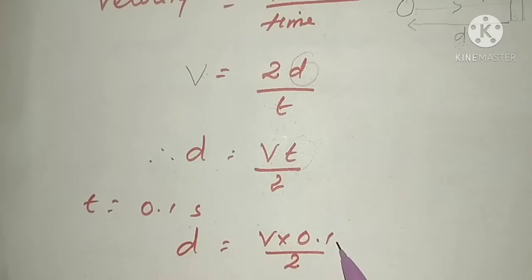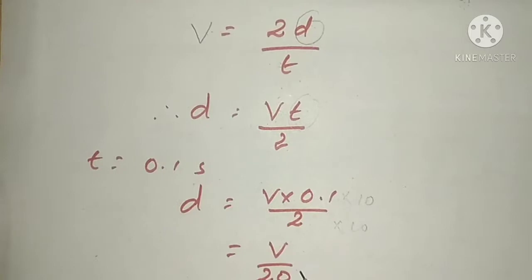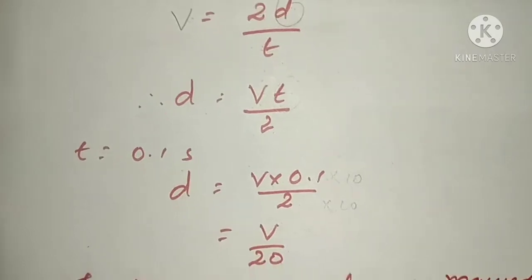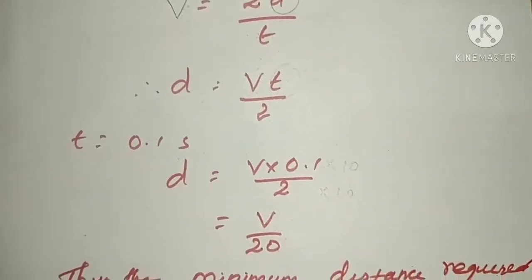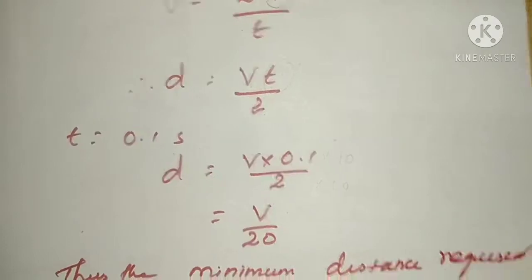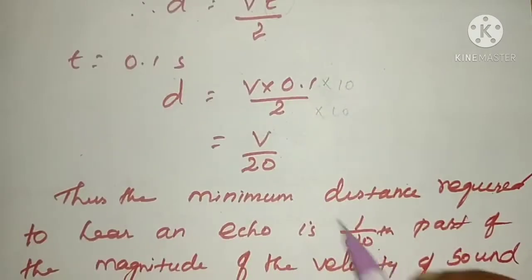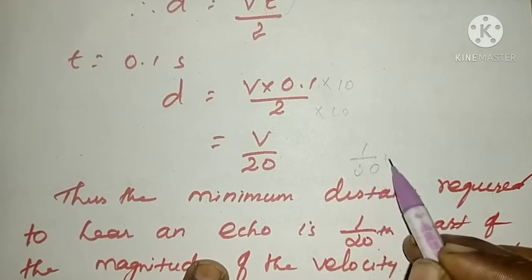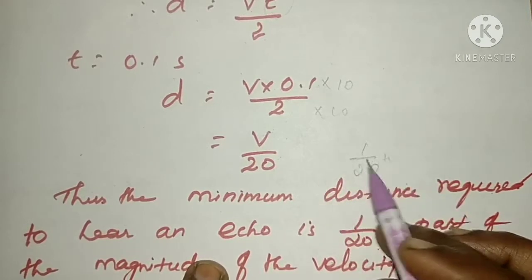Here this is a decimal number, so what we have to do is multiply and divide both sides by 10. So 0.1 into 10 is 1, so V into 1 is V. Then V divided by 2 into 10, what is that? 20. So V by 20 is the minimum distance required to hear the echo, that is, 1 by 20th part of the magnitude of the velocity of sound.